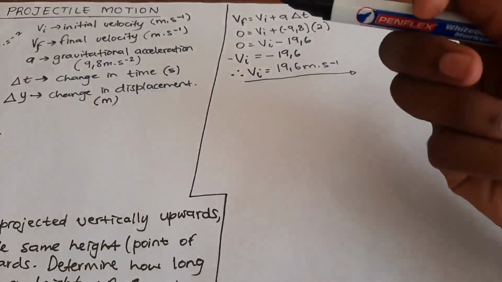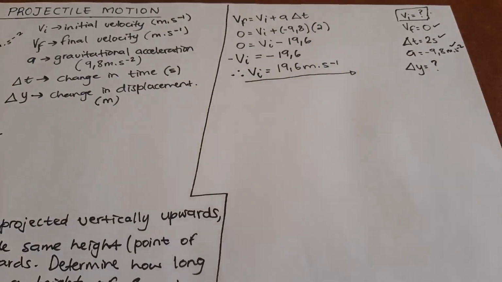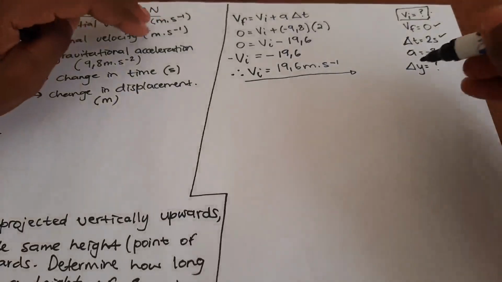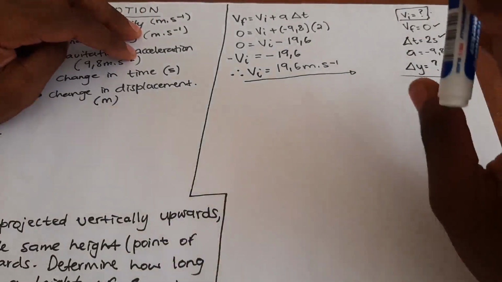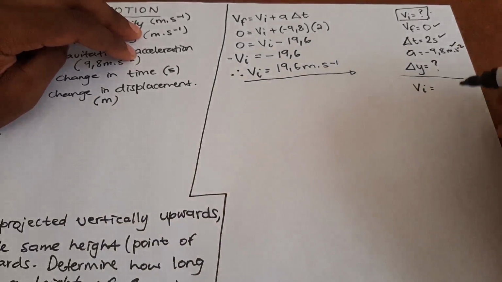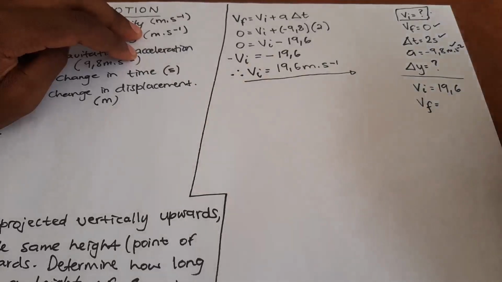Now we have the initial velocity, because we can't determine delta y, meaning the height of 8 meters, meaning how long it took for the ball or the object to reach the height of 8 meters, unless we first have the initial velocity. Let's go to calculating. The initial velocity is equal to 19.6 meters per second. What's the final velocity? We don't have it, and I think we don't care about it.